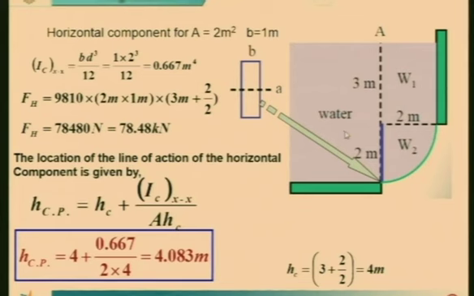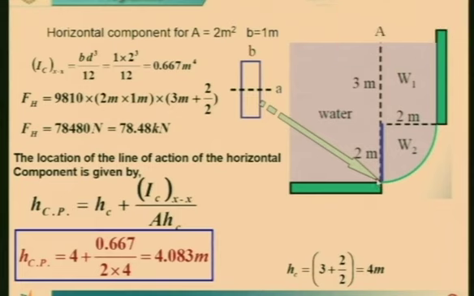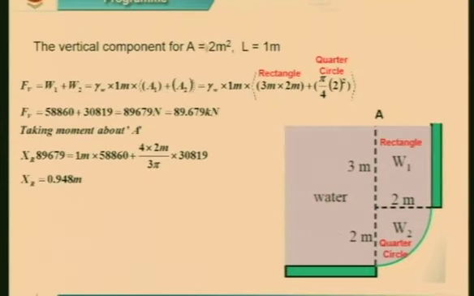4.083. It means from this point the centroid is at 4 meter, no doubt, but we have the center of pressure at 4.083, a very slight difference. 4 meter is here, slightly 8 mm. Okay. Now the vertical component.